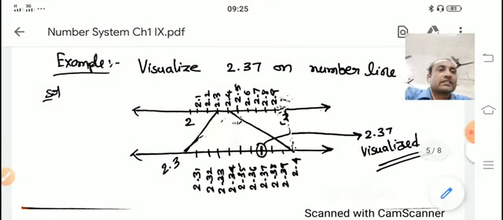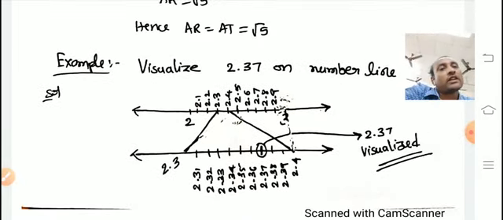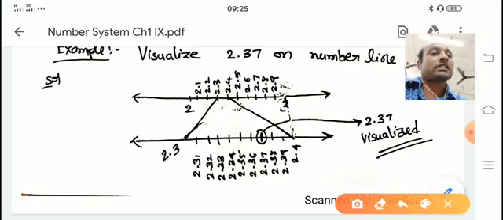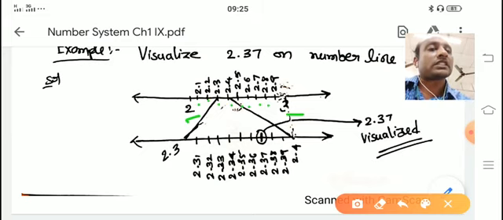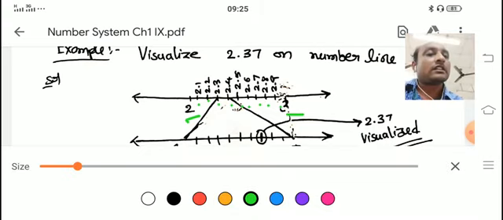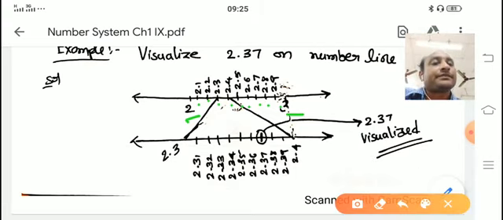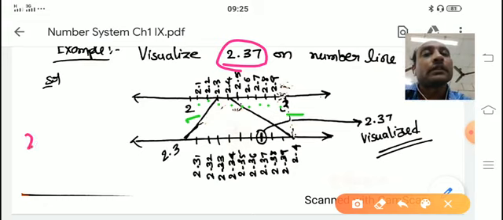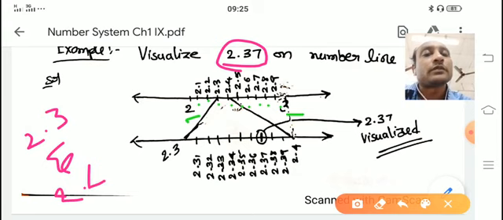Now, how to visualize 2.37 on the number line. To represent 2.37 on the number line, look at the diagram very carefully. First, a number line was taken from 2 to 3. Between 2 and 3, 2.1, 2.2, 2.3, 2.4, 2.5, 2.6, 2.7, 2.8, 2.9 was taken. After that, what happened? We needed to represent 2.37. It is in between 2.3 and 2.4.